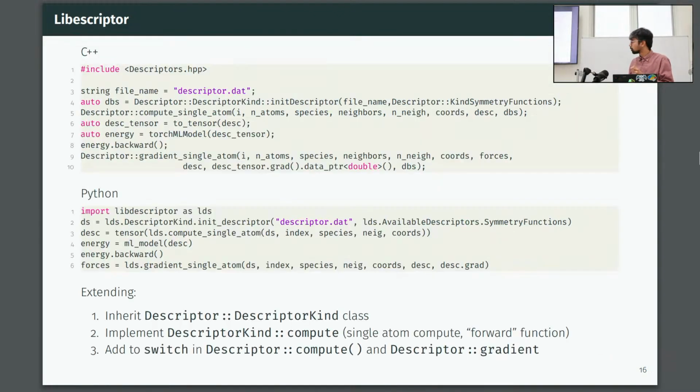Okay, so what this gave us was the uniform API that we actually wanted. Suppose your descriptor is defined in a certain fashion in a text file called descriptor.dat. You can use that same file in C++ and Python, and you will get exactly the same derivatives in both cases, and your workflow will remain largely the same.